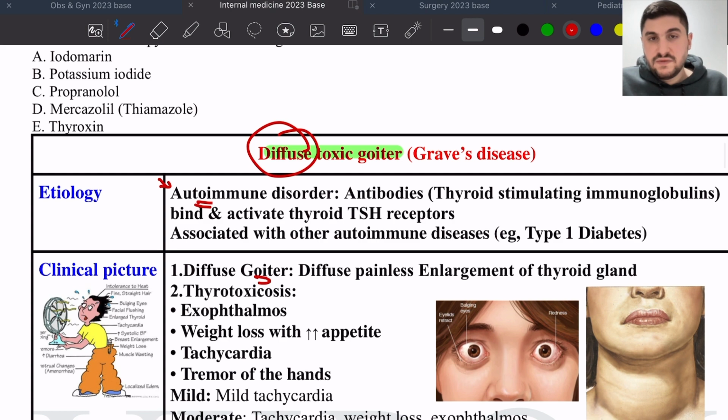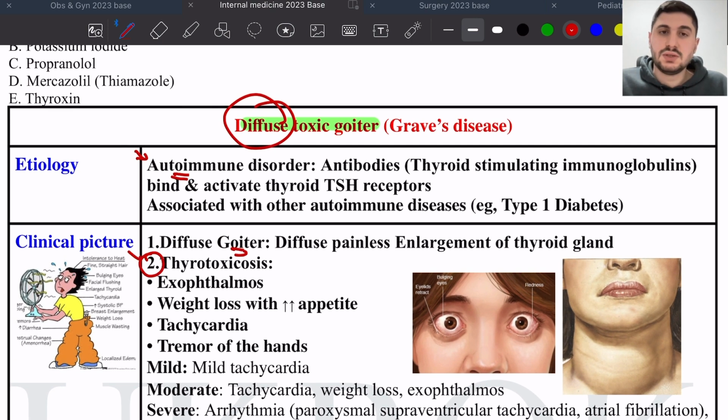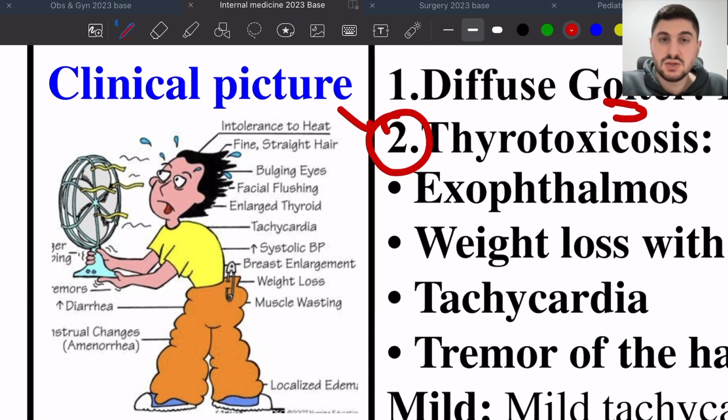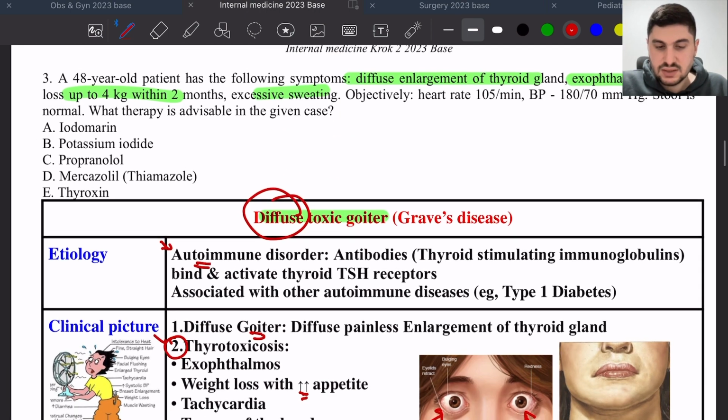So diffuse goiter is the first sign of this disease: diffuse painless enlargement of the thyroid gland. The second sign is thyrotoxicosis. Thyrotoxicosis means we have exophthalmos, the bulging eyes, like this woman here. Second thing, weight loss, because a lot of thyroid hormones increase metabolic rate, leading to fast burning of calories, and with increased appetite, so weight loss, and everything will be faster. You see here this picture showing the signs of hyperthyroidism. So this patient has diffuse toxic goiter.